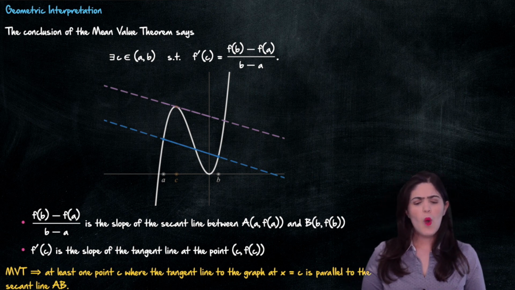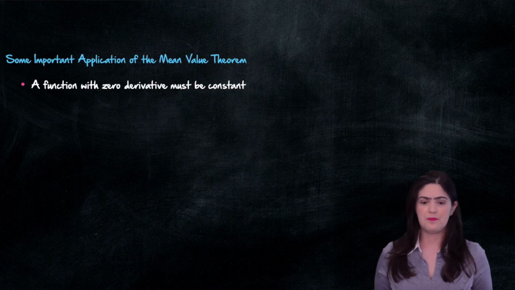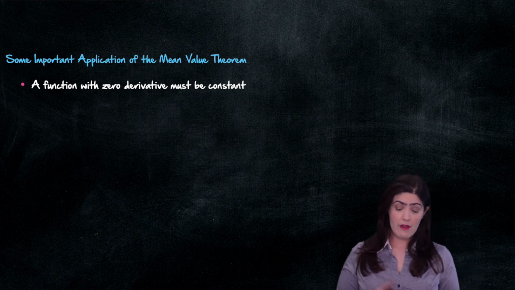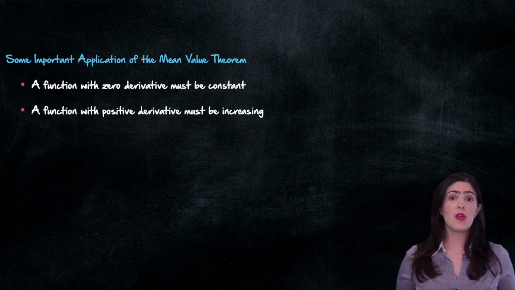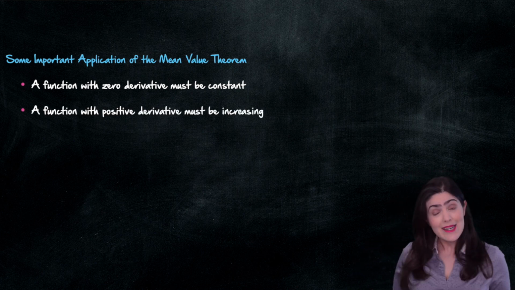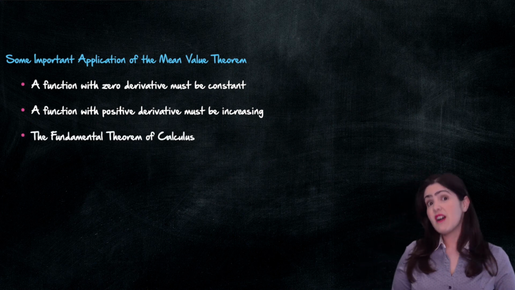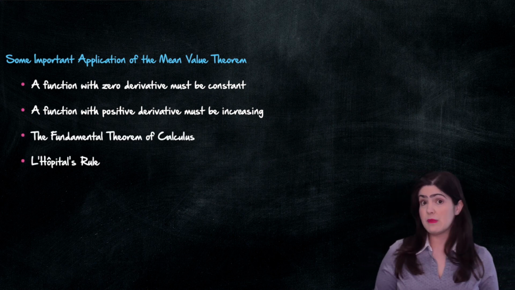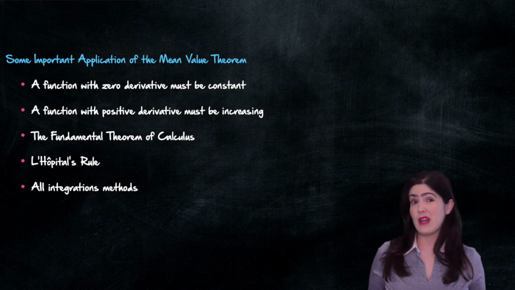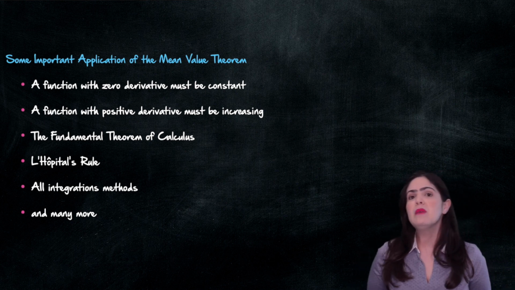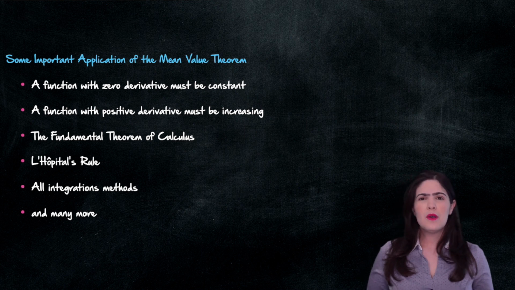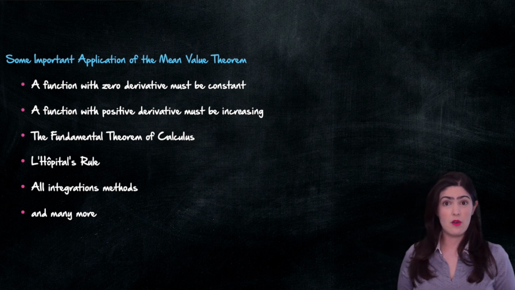Okay. So why do we care about the mean value theorem? Well, it has some extremely important applications. It will allow us to prove that if I know that a function has zero derivative everywhere, then the function has to be constant. It would allow us to know that if the derivative is positive, then the function is increasing. We'll use it to prove the fundamental theorem of calculus, L'Hopital's rule, all integration methods depend on it. Many more theorems in analysis really need the mean value theorem to be proved. So that's why we think of the mean value theorem as probably the most important theorem in analysis.